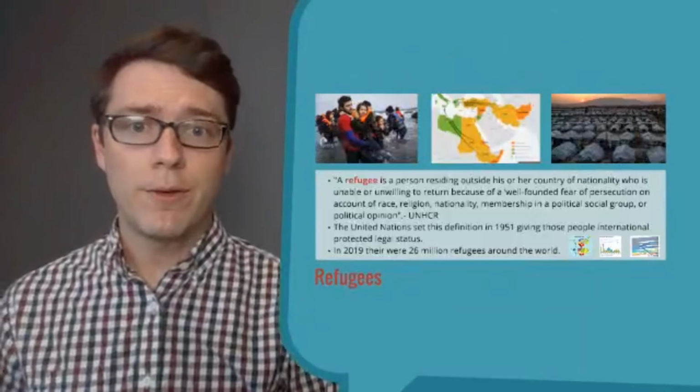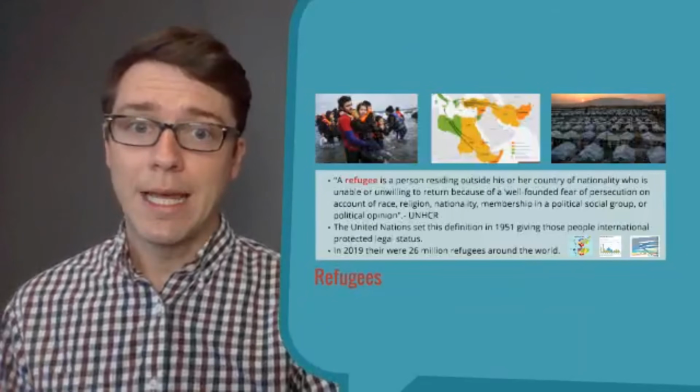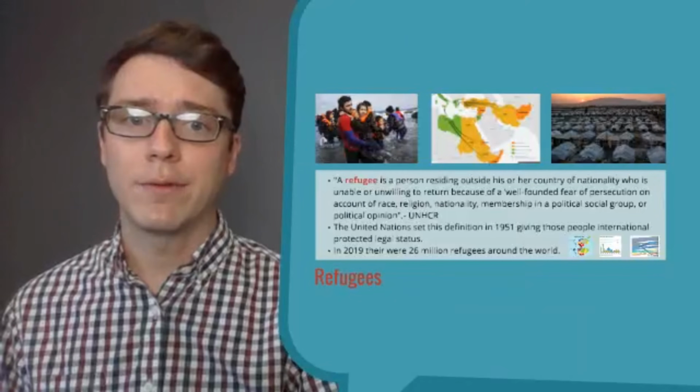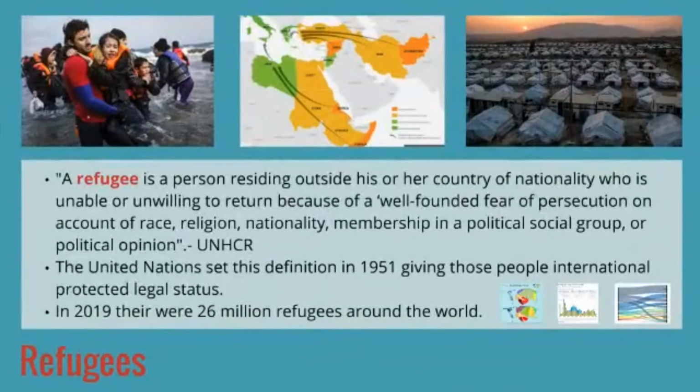One of the major issues that we face in our world today is refugees. That's a type of forced migration where you have to leave your homeland. A refugee is a person residing outside of his or her country of nationality, and they are unable or can't return because of a well-founded fear of persecution based on race, religion, nationality, political party, or political opinion. That was set forth by the United Nations in 1951. So that gave people who are refugees international protected legal status.